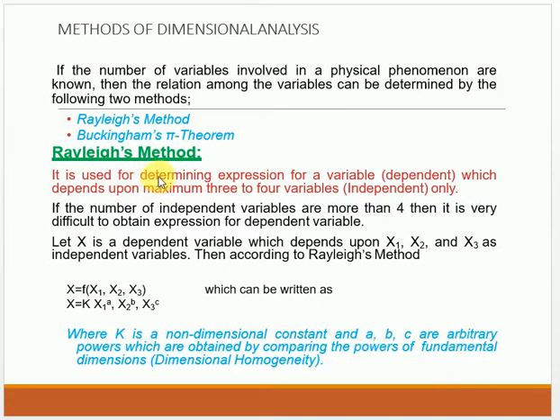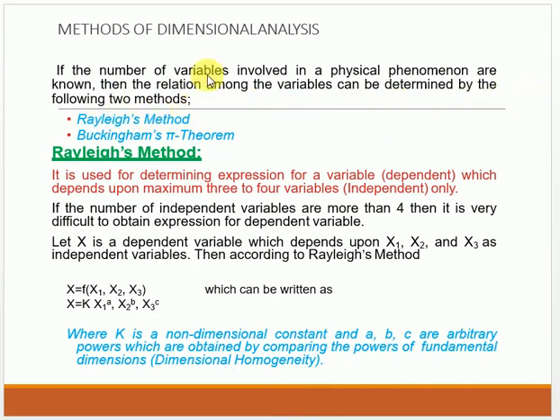So here in this lecture, let's discuss dimensional analysis. We have different methods for deriving an expression using the dimensions of physical quantities. The methods of dimensional analysis: if the variables involved in a physical phenomenon are known, then the relation among the variables can be determined by the following methods.